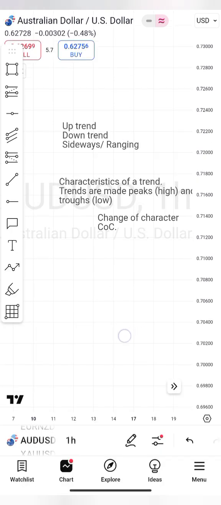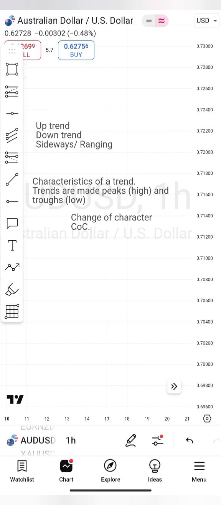Okay, so what do we mean by change of character? We have established the characteristics of a trend. For you to say this is a trend, it has to move in a certain way. The characteristics of the trend is that you notice highs and lows, and these highs and lows are moving up or down or sideways. So those are the characteristics of a trend.